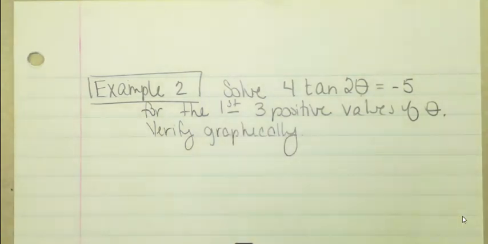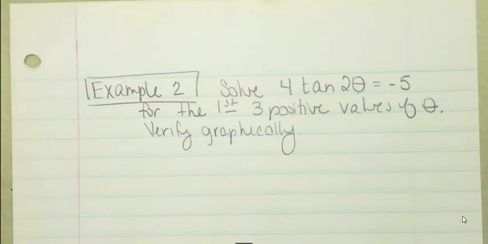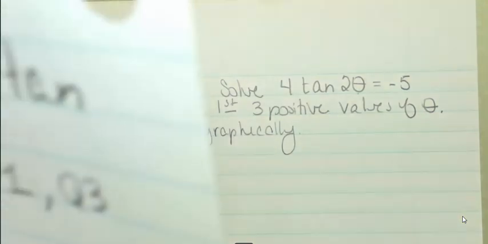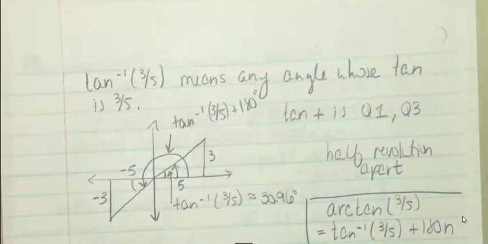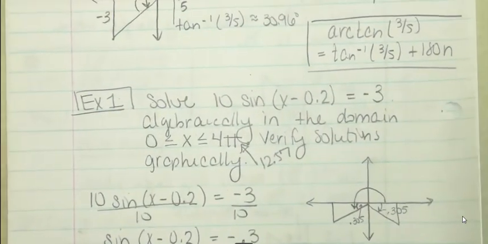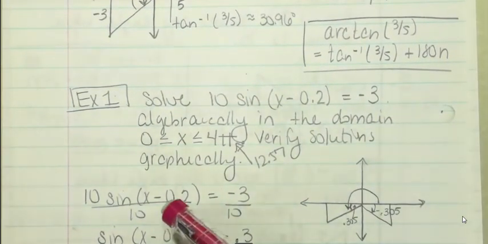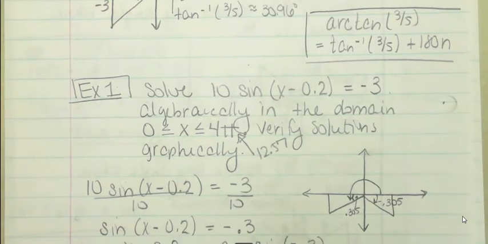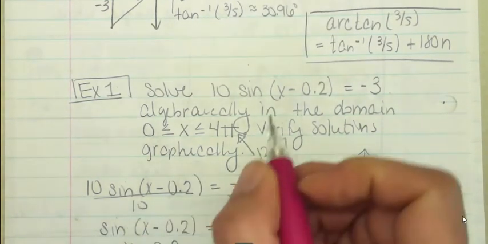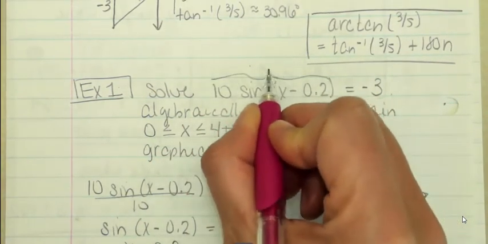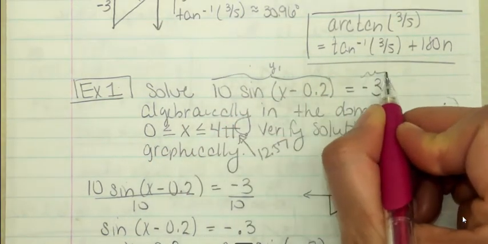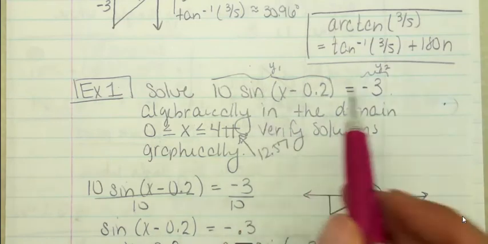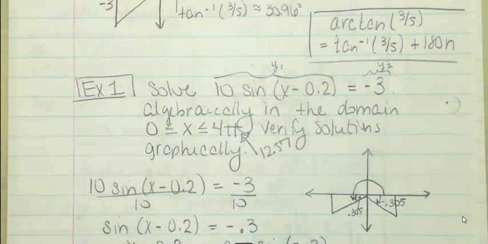Oh, I didn't verify the last one for you guys graphically. I apologize. Let's go back to that. I think I have this in my calculator. It's pretty easy. Basically, what you're going to want to do is type this into your y1 and y2. So this part right here would be y1, and this part right here would be y2. And then you'll find all the places where they intersect.